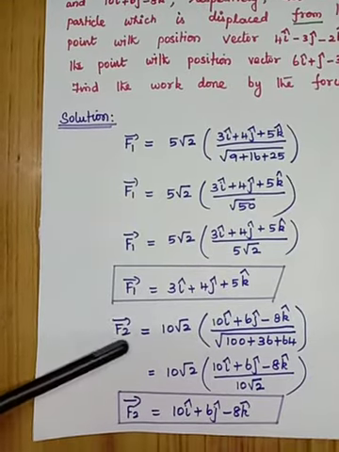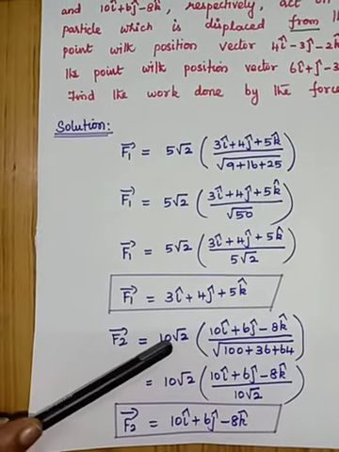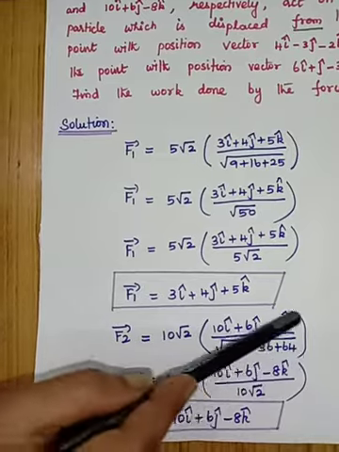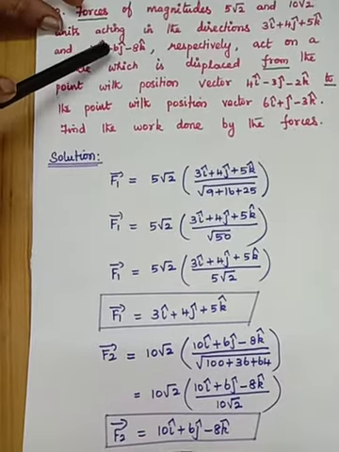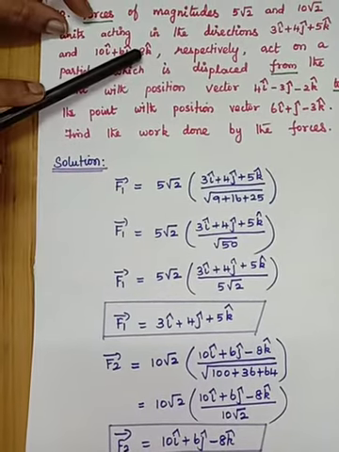In the same way I am going to find the F2 vector. I have written the magnitude, and here I have written the unit vector acting in the direction of 10i cap plus 6j cap minus 8k cap.